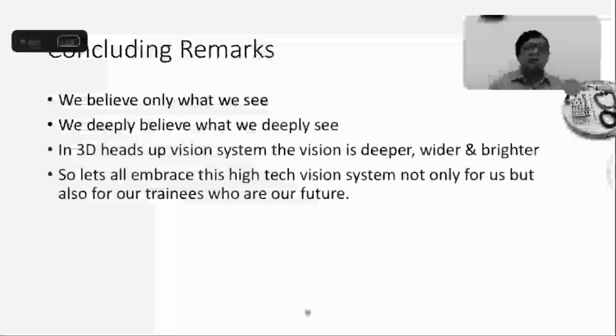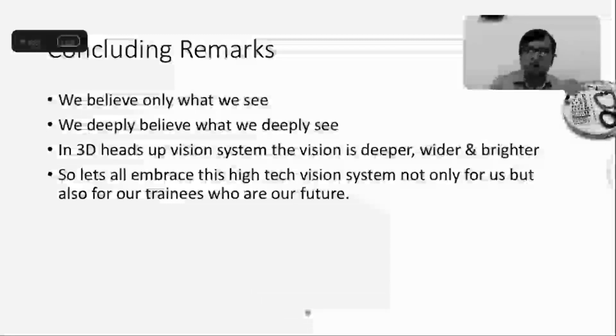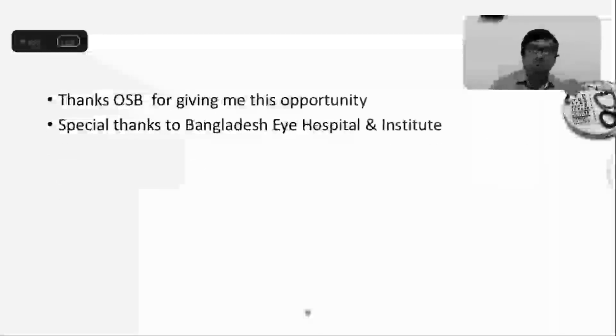In my concluding remarks, I would like to say that we believe only what we see. We deeply believe what we deeply see. In 3D head-up vision system, the vision is deeper, wider, and brighter. So let's all embrace this high-tech vision system, not only for us, but also for our trainees who are our futures.